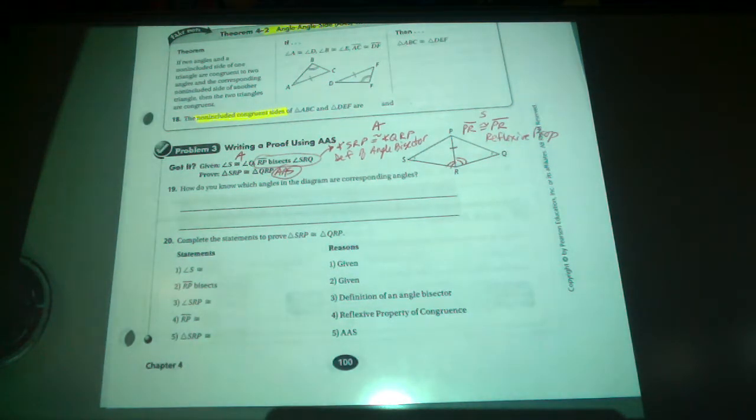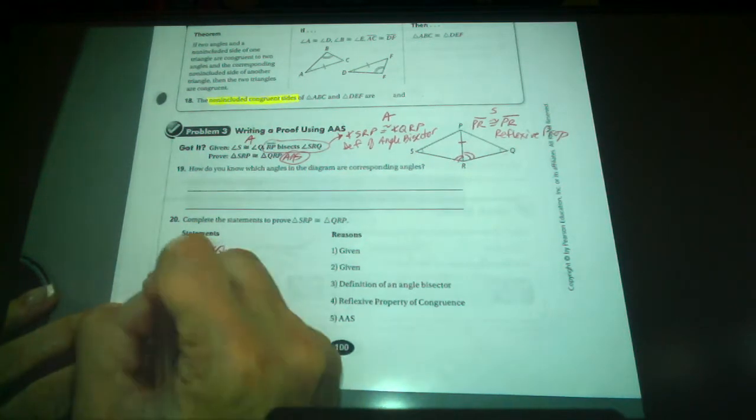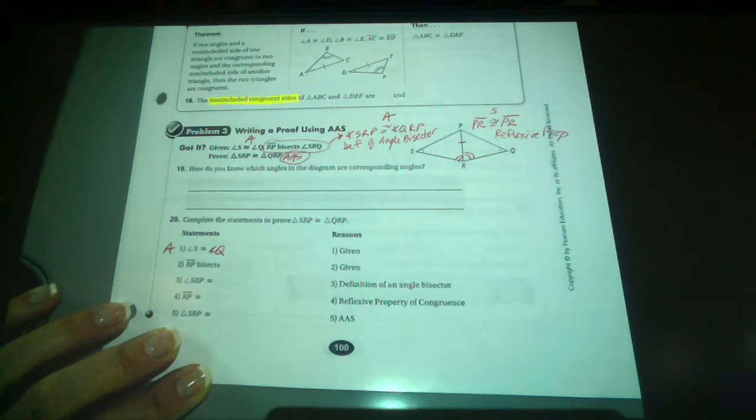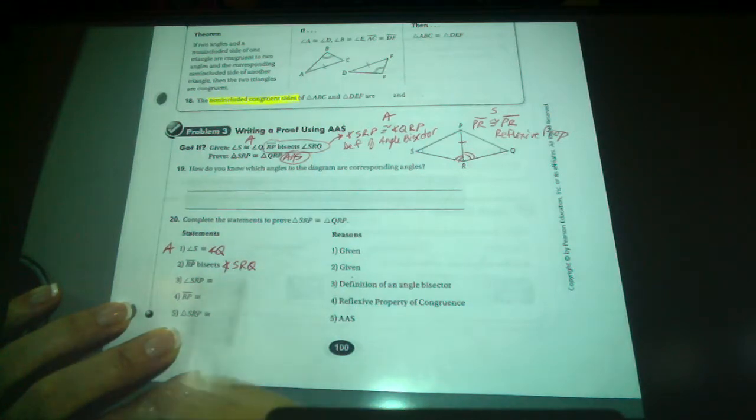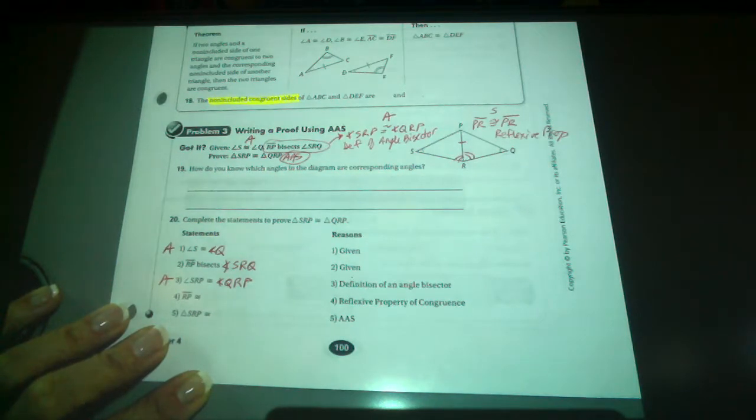Now, they've started the proof and done the proof for you. I can't guarantee that they're going to follow it that way, so let's see. Let's go down here. They've started with angle S congruent to angle Q. They got that from the given. That's a direct angle congruent statement. Then they've gone to RP bisects angle SRQ. I got that from the given statement also up here. That's not a congruent statement, so I can't put anything next to that. Then SRP is congruent to angle QRP, which is what we concluded in our pre-proof planning. That is a direct angle congruent statement, so they are going in the order of AAS, which is nice.